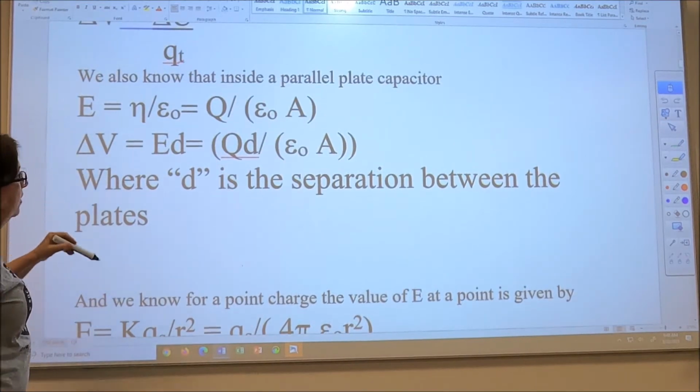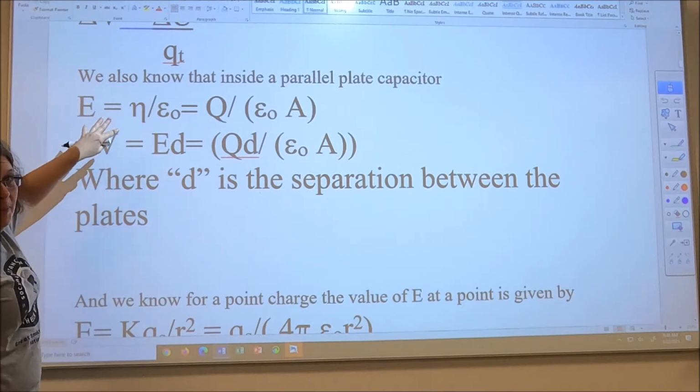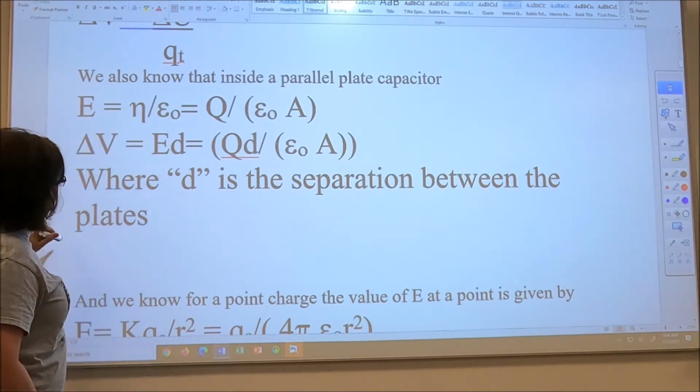Now, all of this has to do with the parallel plate capacitor.